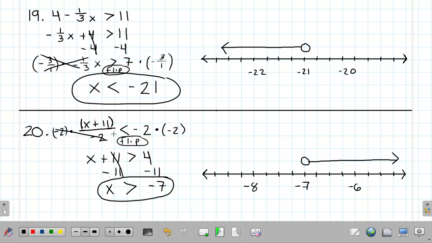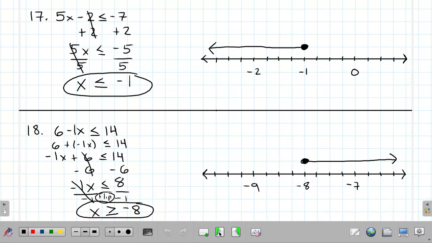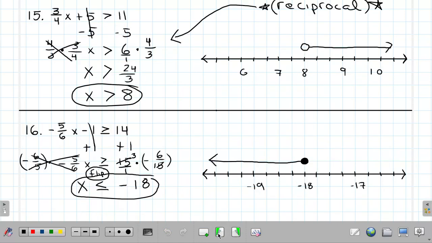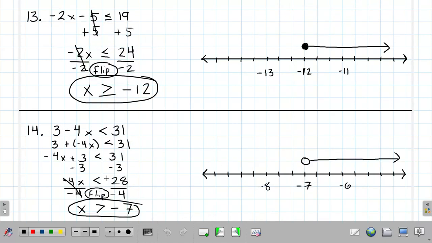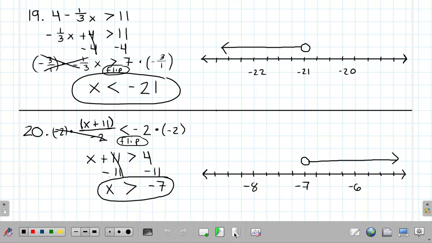Flipping the sign. And what causes that is multiplication by a negative or division by a negative, as we saw in number 18 here, or number 14, or number 13. Once again, dividing by a negative or multiplying by a negative, like number 19 or number 20. But other than that, just make sure you pay attention to the negatives there.